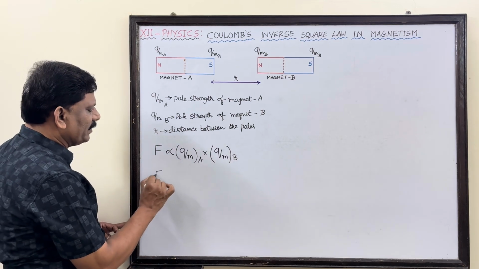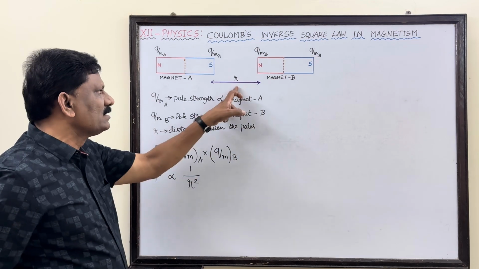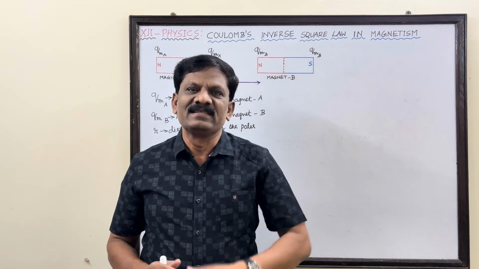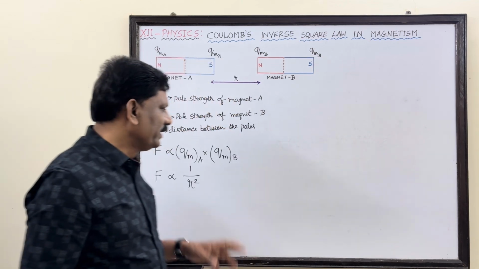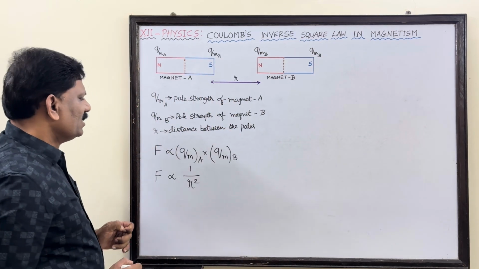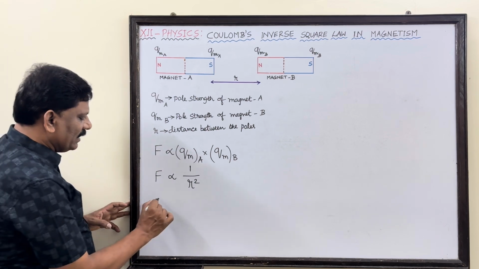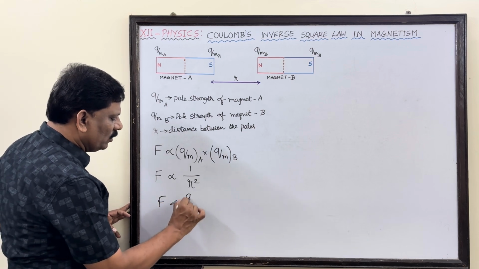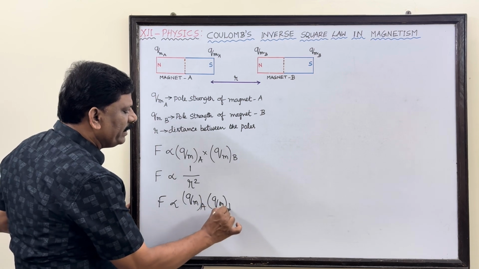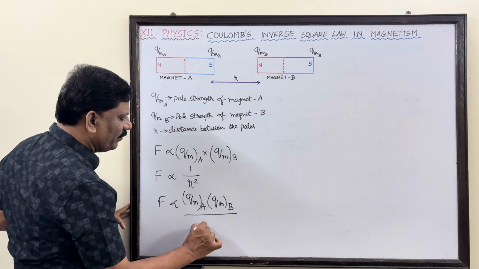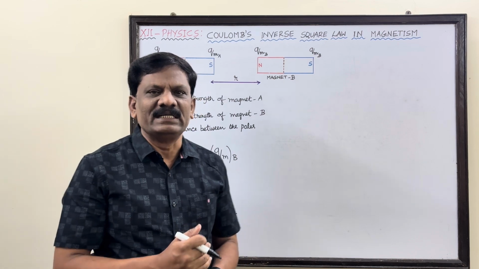And the second part of the statement says that it is also inversely proportional to the square of the distance between the two poles. That is why it is called the inverse square law, because the square term is inversely proportional to the force. So the statement has two points. I combine these two and write F is proportional to QM-A into QMB, the product of the pole strengths, divided by the distance square. Okay, this is the statement.